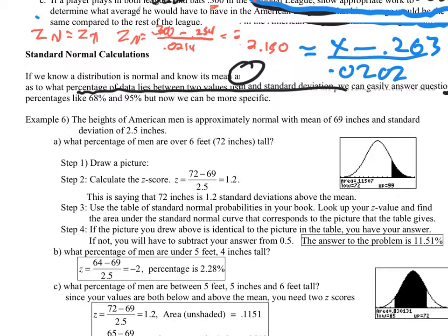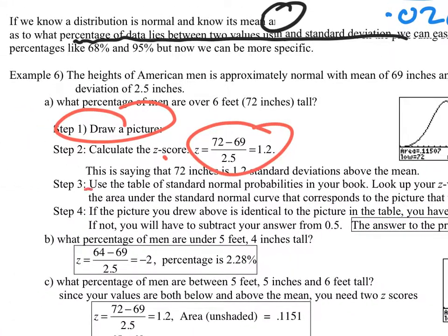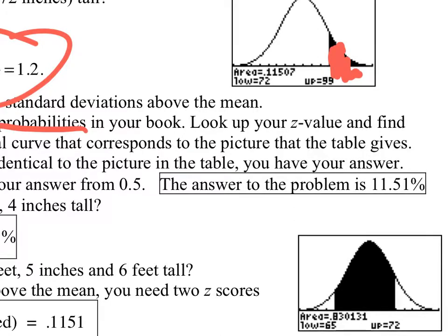Oh, by the way, when he did it, here are your steps, and I think I did the same steps. Draw a picture. He used a calculator. We drew it. We also had our area to the right. He calculated the z-score. So did we. Then we went to our table. He used the table of standard normal probabilities, and he got the same answer, 11.51%. And he was smart enough to subtract from 1 at the very beginning, and I missed that step.